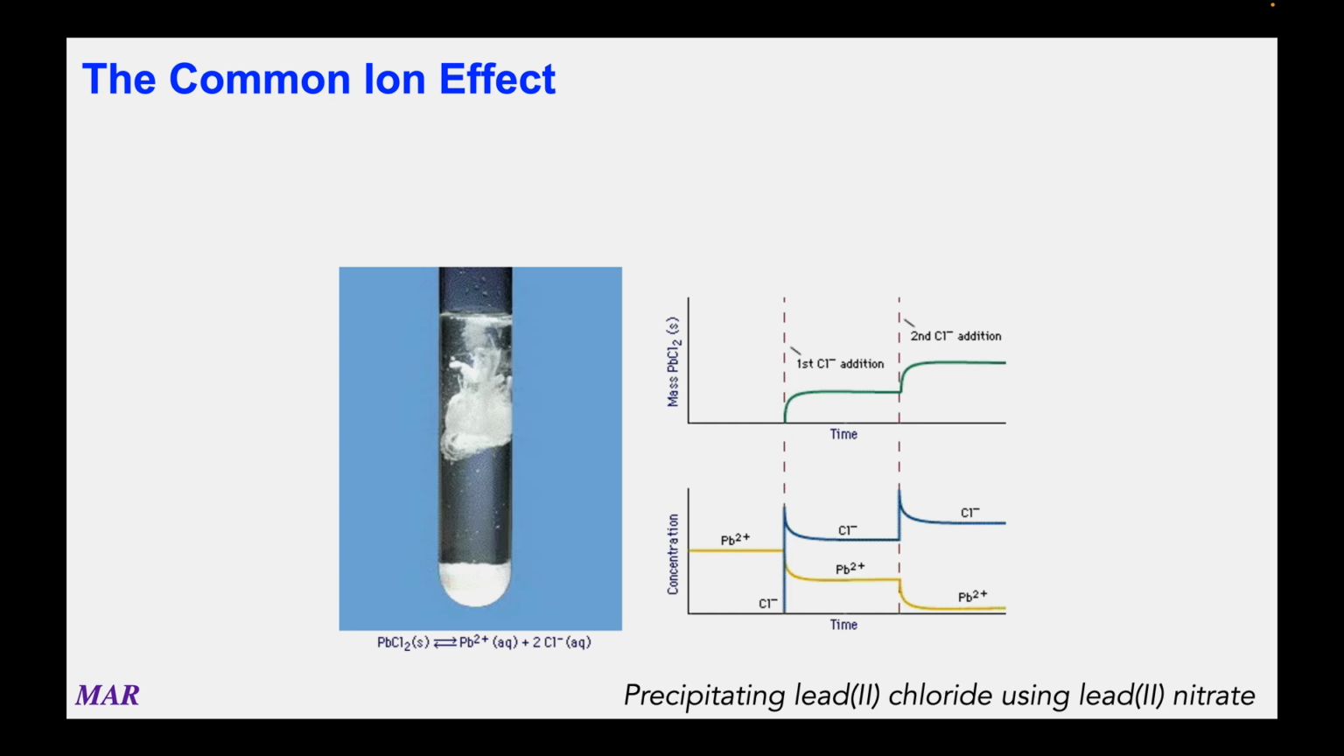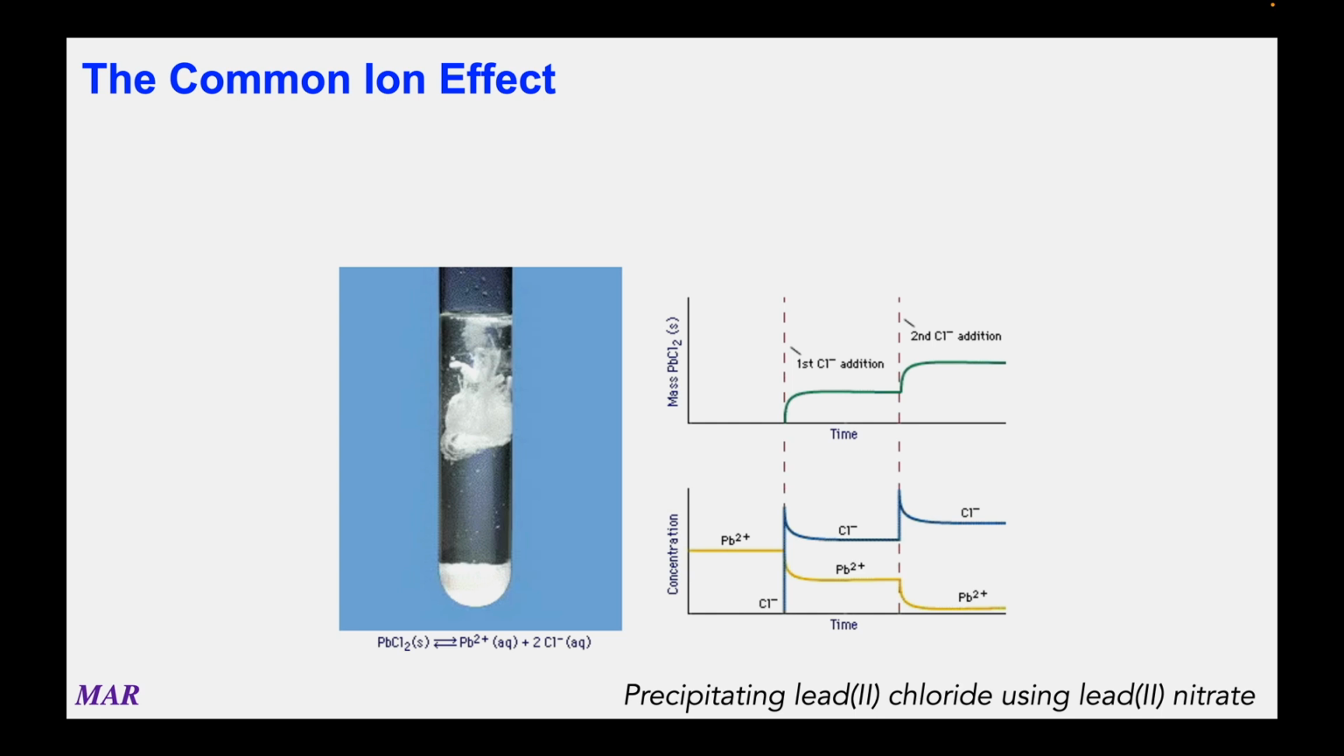This video shows what happens when you have lead 2 plus and you want to get it out of solution. You want to precipitate it out as PbCl2, lead 2 chloride. All right. So in the far left-hand column there, both in the top and the bottom, you can see there's a yellow line for the lead 2 plus concentration. That's how much lead 2 plus is in solution. And we have on the top no green PbCl2.